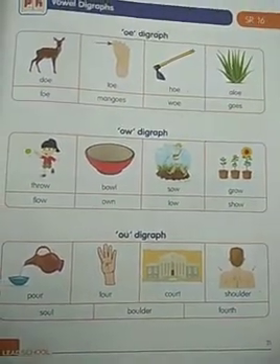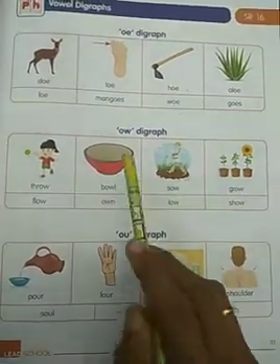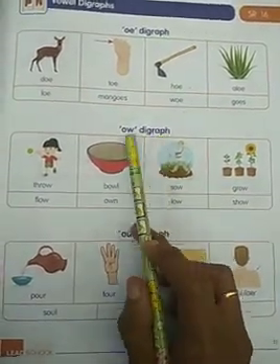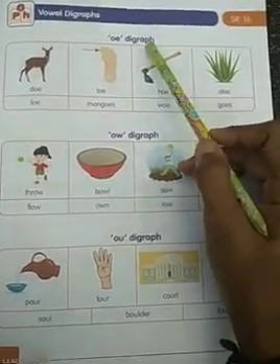Okay, children. Next, we are going to learn about the OW digraph. First, we learned the OE digraph.